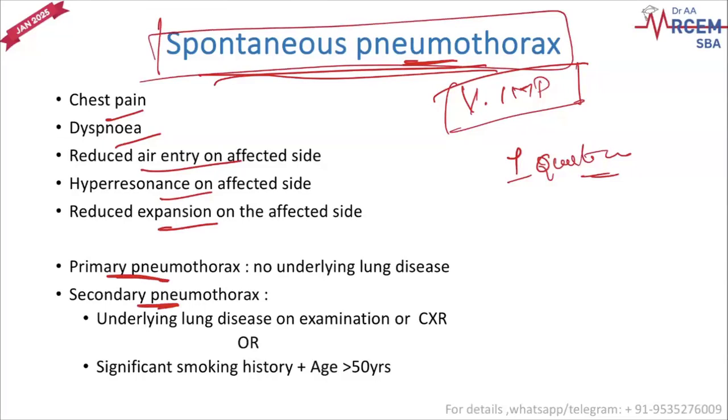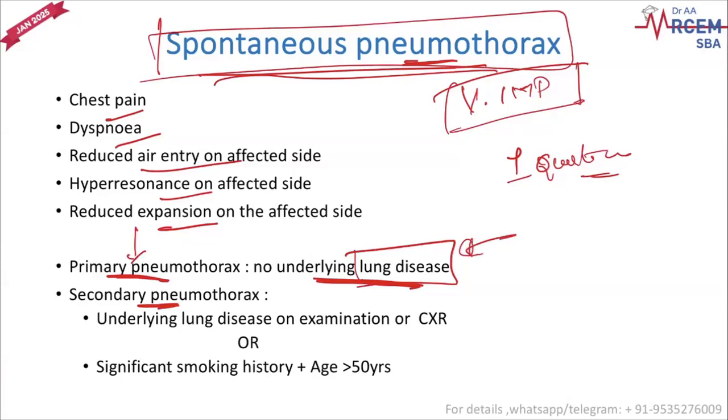A primary pneumothorax doesn't have any underlying lung disease. Remember, it is a lung disease. Someone has Marfan syndrome, a connective tissue disorder, which has led to a spontaneous pneumothorax. Is it primary or secondary? It's a primary pneumothorax. It is not a lung disorder. Marfan syndrome is a connective tissue disorder. Ehlers-Danlos syndrome is a connective tissue disorder which predisposes for what? Primary pneumothorax, not secondary.